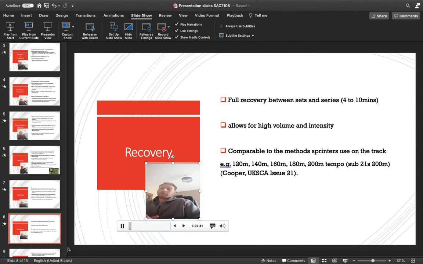Now, another positive for Verkhoshansky's program is the use of the full recoveries that are allowed between all the sets in the series, from 4 minutes up to 10 minutes in between. And that really allows for that high focus on high volume and intensity. And it's very much comparable to the way in which sprinters train on the track. We have an example here of a session laid out by Nick Cooper. They very much have to have a high intensity, lots of reps, but to do that you need full recovery. If we're doing that in the weight room too, it's going to be more specific to the way in which sprinters adapt.